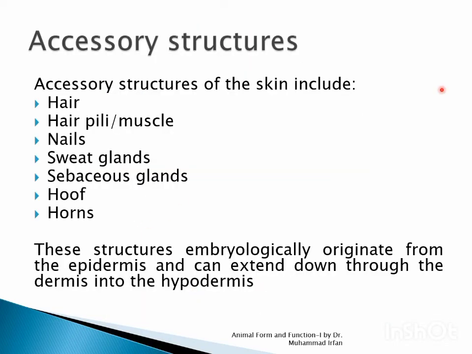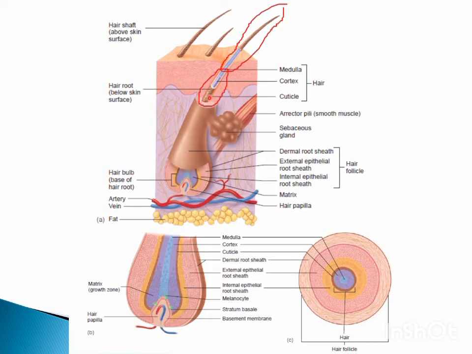If we see the structure of the hair, we can divide hair into two main parts, that is shaft and root. The shaft protrudes above the surface of the skin and the root is located below the surface of the skin. The base of the root is expanded to form the hair bulb. Most part of the root and the shaft of hair are composed of columns of dead keratinized epithelial cells that are arranged in three layers: the medulla, the cortex, and the cuticle.